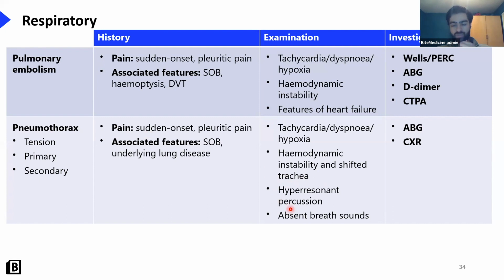Typical examination findings are hyperresonant percussion and reduced breath sounds on the side of the pneumothorax. Of course, you want to do an ABG to check oxygenation, but ultimately chest X-ray is the thing that's going to be diagnostic.